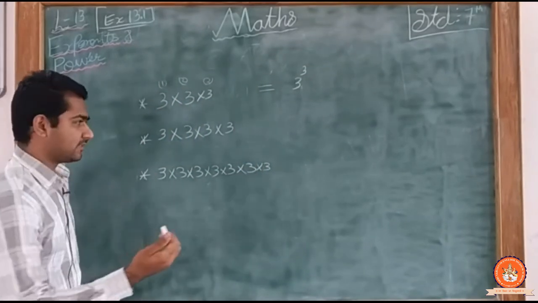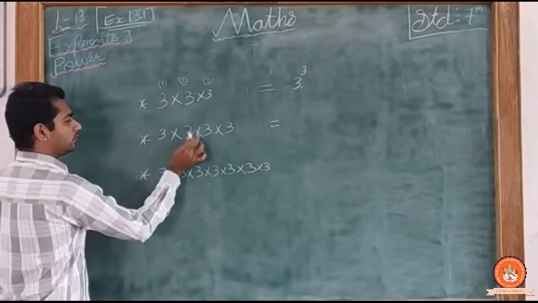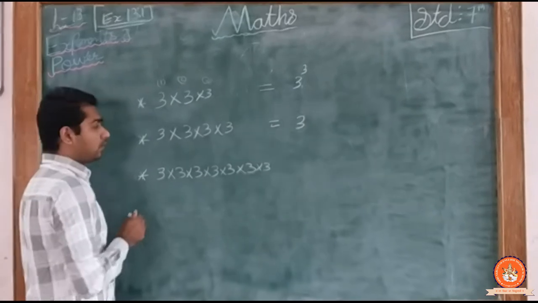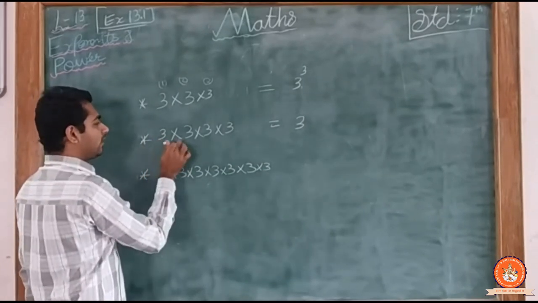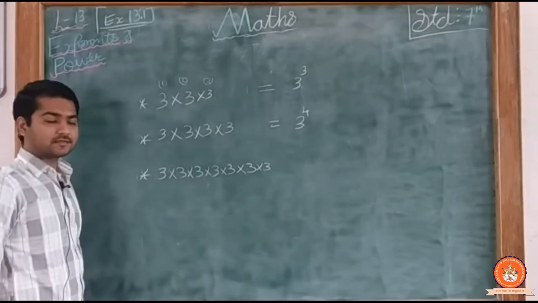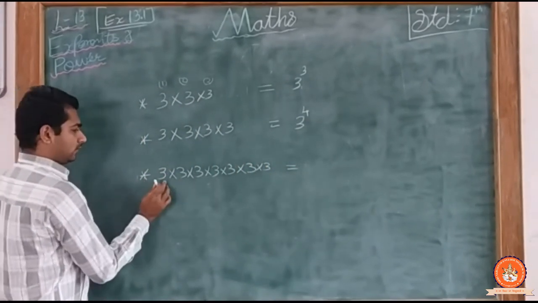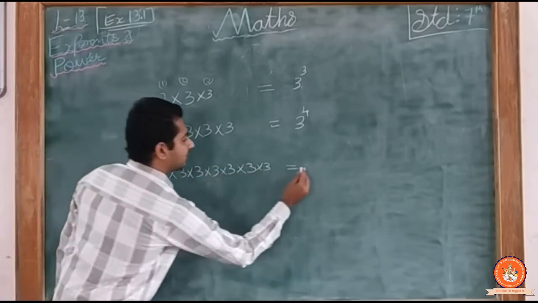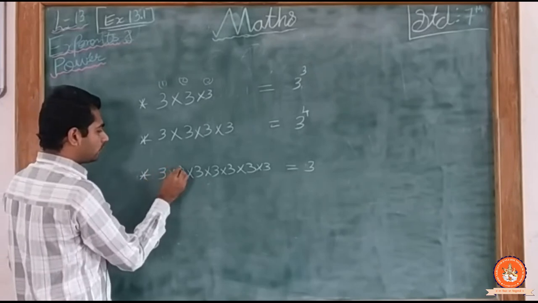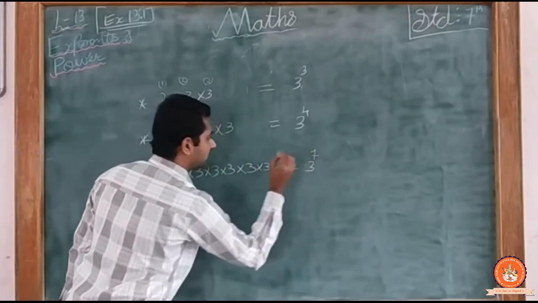Correct? Second example, which number is there? Number 3. Now how many 3's are there? 1, 2, 3, 4. There are 4 3's, so I will write like this. Coming forward, second, all are 3's, so I will write here 3. How many 3's are there? 1, 2, 3, 4, 5, 6 and 7. So I will write here 3 raised to 7.